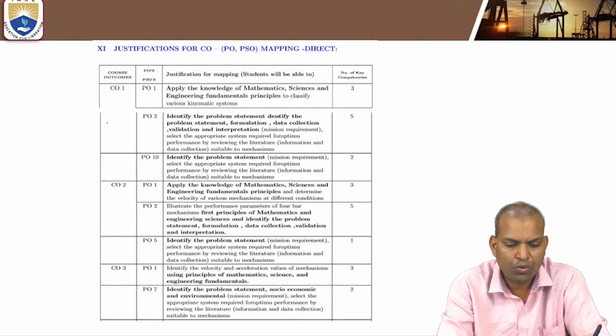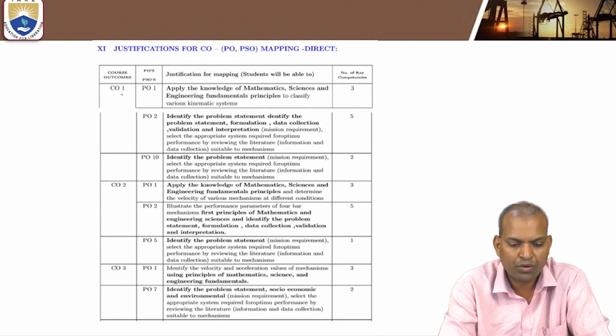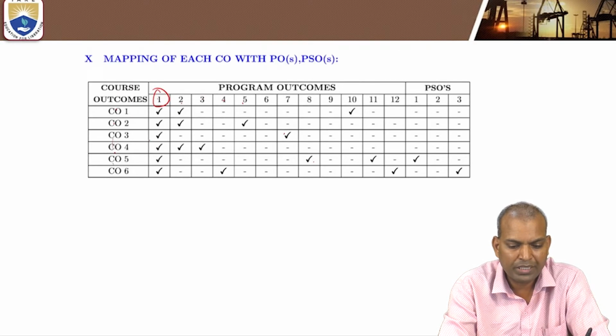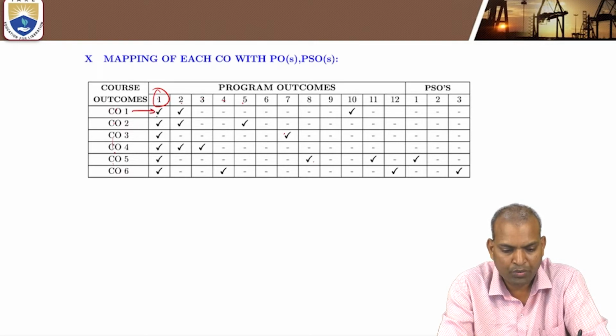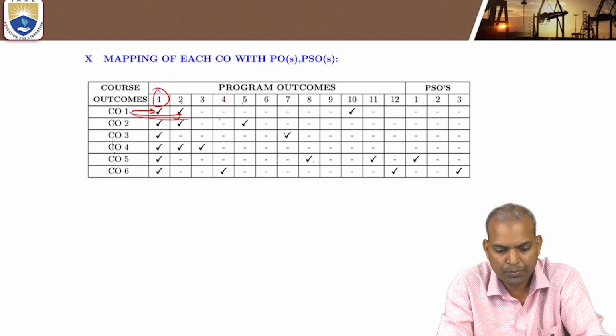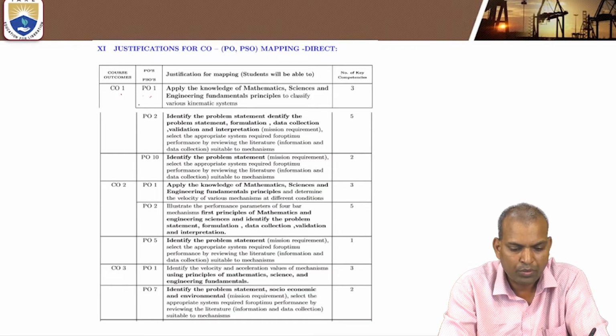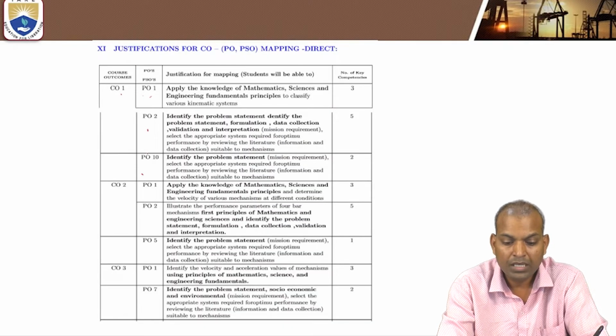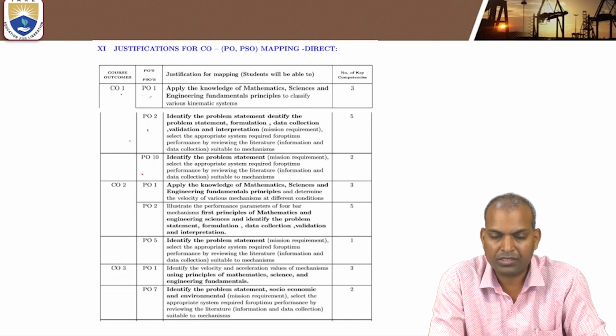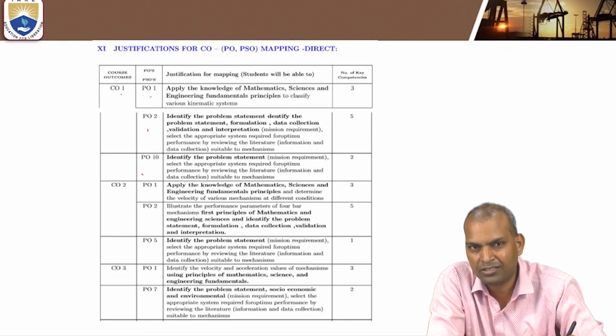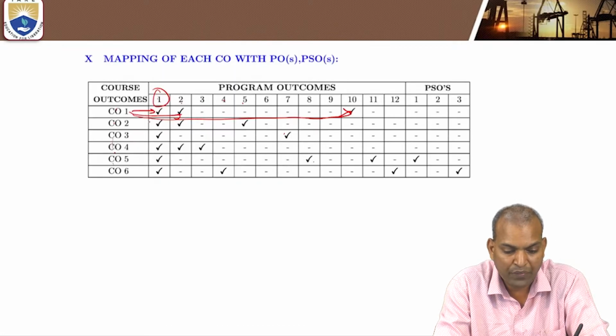Now these are the CO1s. CO1 is connected to PO1, PO2 and PO10. The number of key competencies we have to give is based on the factors, and the standard allowable factors are there.